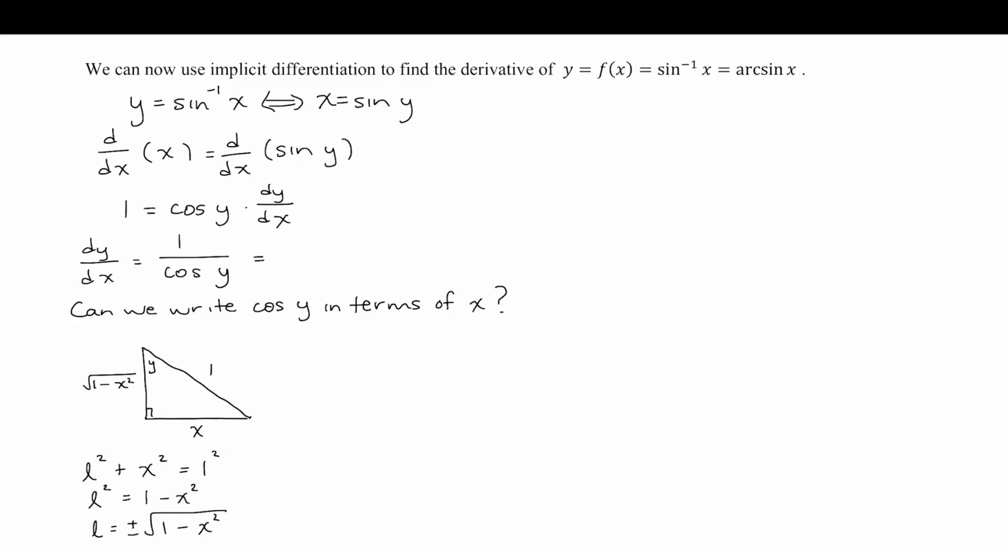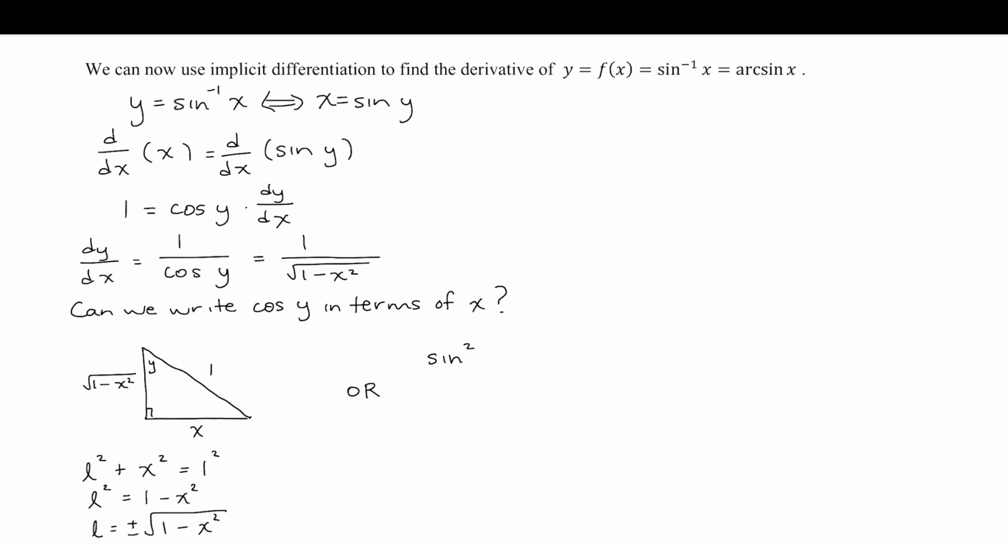So then, using CA from SOHCAHTOA, the cosine of y is the adjacent leg over the hypotenuse. That adjacent leg to angle y is the square root of 1 minus x squared. Again, technically over 1, but dividing by 1 doesn't change that.